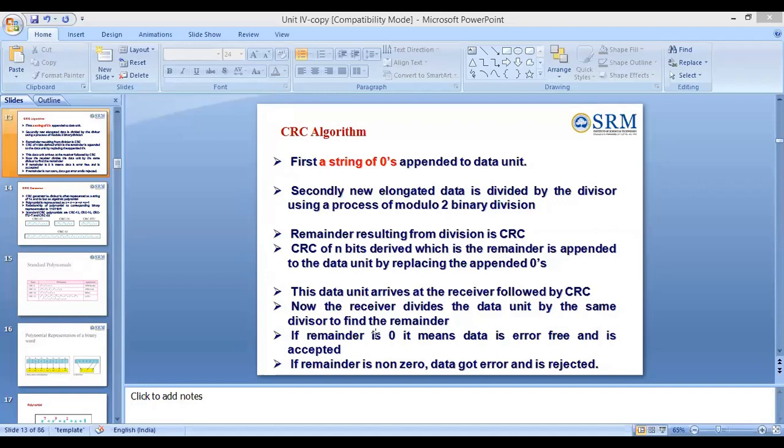In the final stage you will get 0 0 0 0. That means if it is 0 0 0 0, there is no error. That means data will be accepted. Suppose any of the bits is changed, then you will not get 0 0 0 0. That means the receiver understands that some bit has been changed and you need to discard the packets. Right? So this is how the CRC mechanism works.